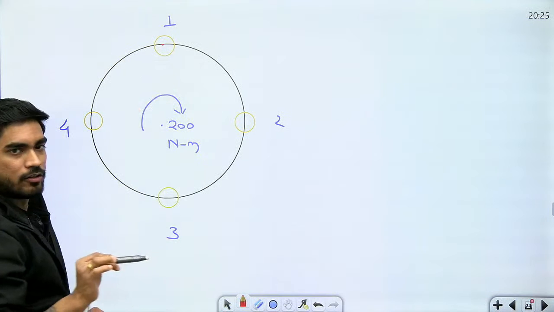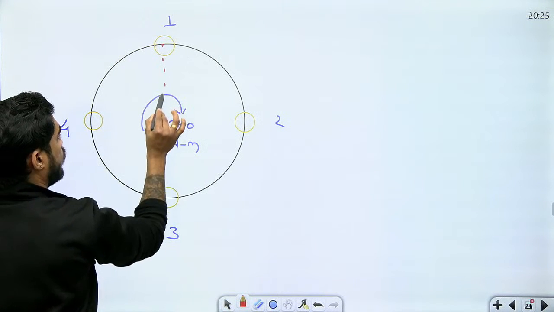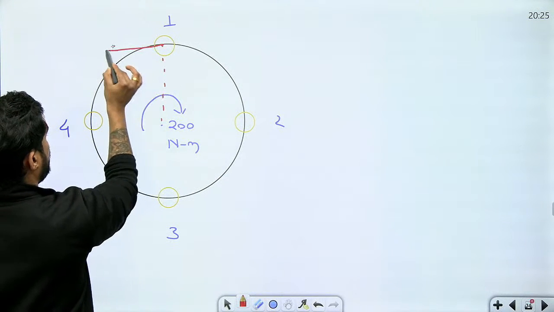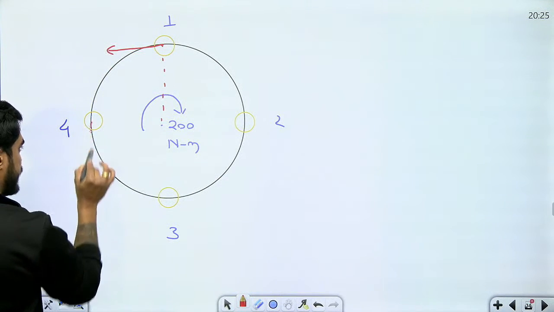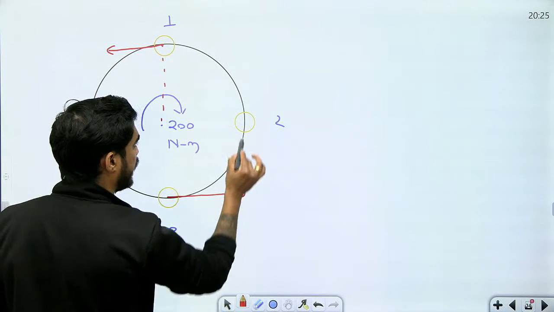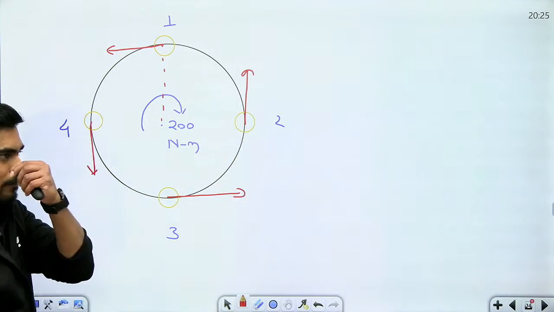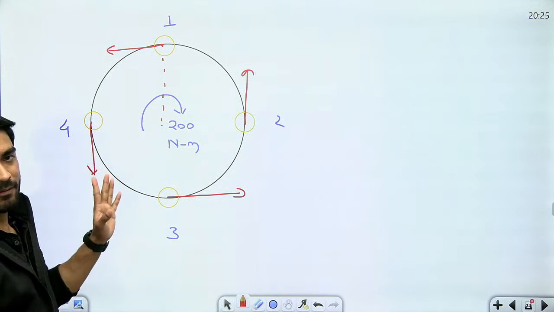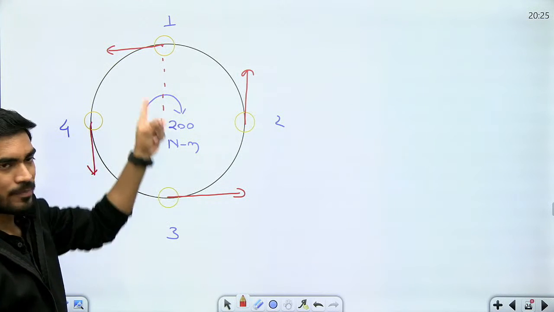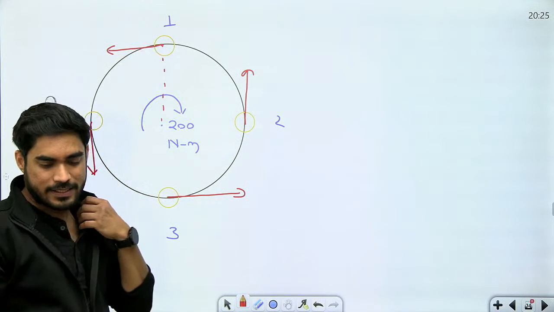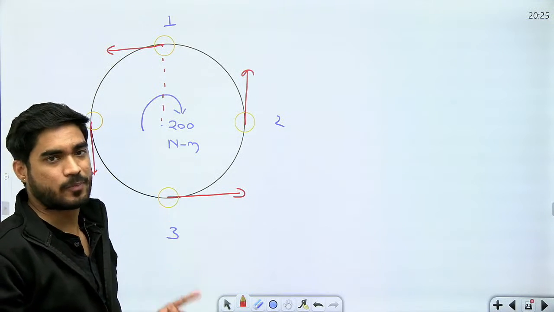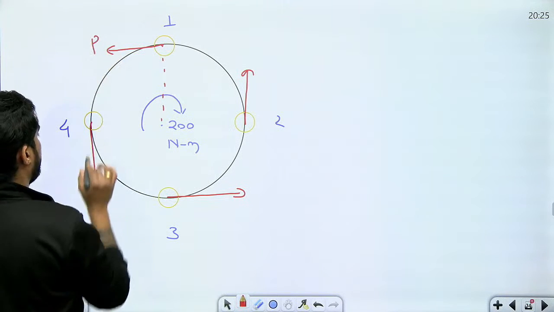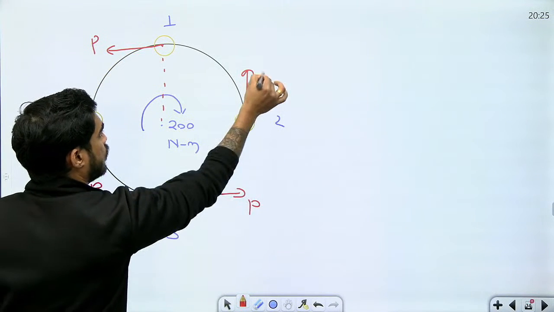For example, if you want to find secondary force in 1, then what I do beta? Draw a line and then perpendicular to this. So this will be secondary force in 1, this will be secondary force in 4, this will be secondary force in 3, this will be secondary force in 2. Okay. Now secondary force depends upon the distance from the center. All rivets from centroid are at equal distance. सारे रिवेट जो है सेंट्रॉइड से इक्वल डिस्टेंस पे हैं. So secondary force in all rivets will be same. Let me call this P, P, P, P.